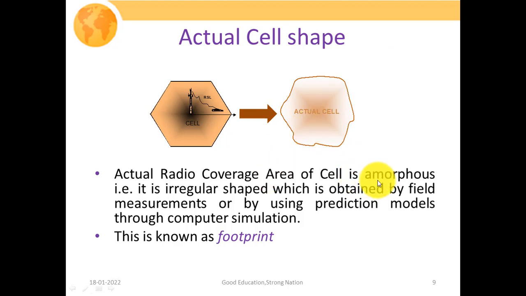So the actual radio coverage area of a cell is amorphous, that is, irregularly shaped, which is obtained by field measurement and by using prediction models through computer simulation. This actual area coverage is called the footprint. So this is how our actual cell shape looks.